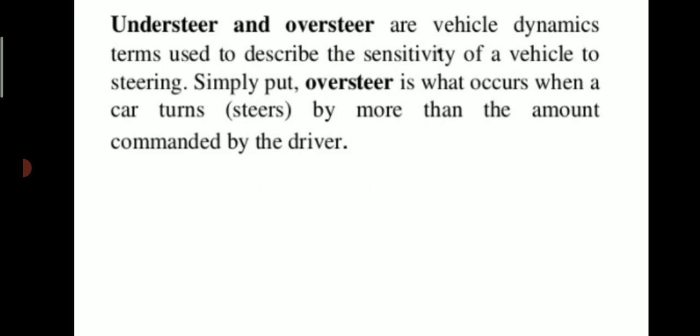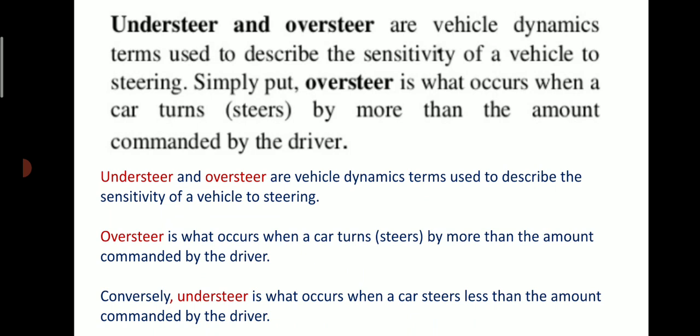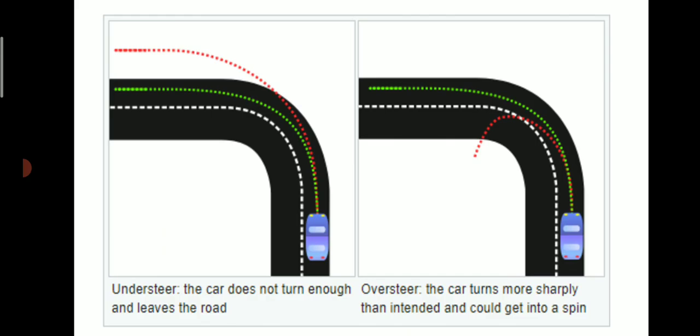The next term that is coming is understeer and oversteer. These are vehicle dynamics terms used to describe the sensitivity of a vehicle to steering. Simply put, oversteer is what occurs when a car steers by more than the amount commanded by the driver. So understeer and oversteer are vehicle dynamics terms. Oversteer is what occurs when the car turns by more than the amount commanded by the driver, and conversely understeer is what occurs when a car steers less than the amount commanded by the driver.